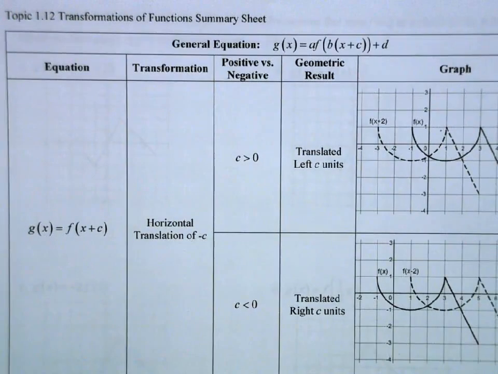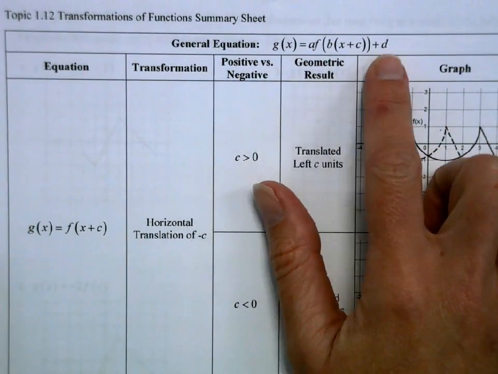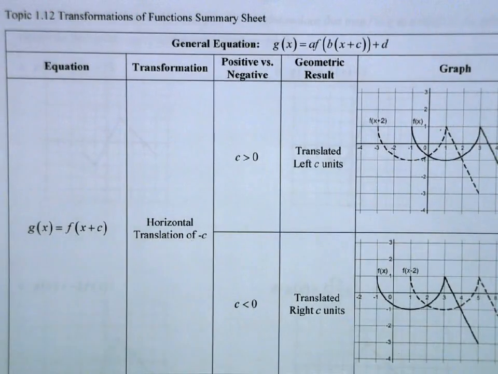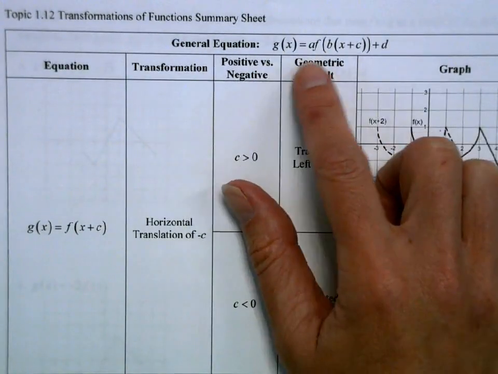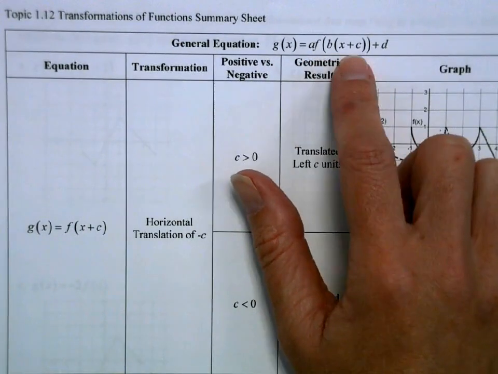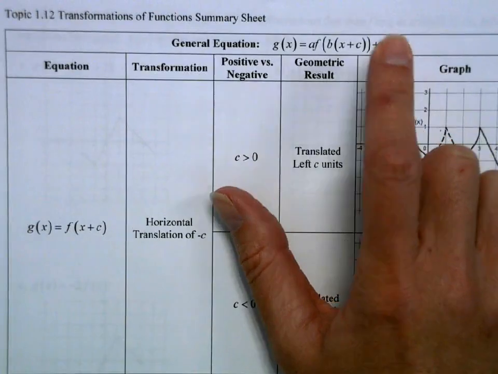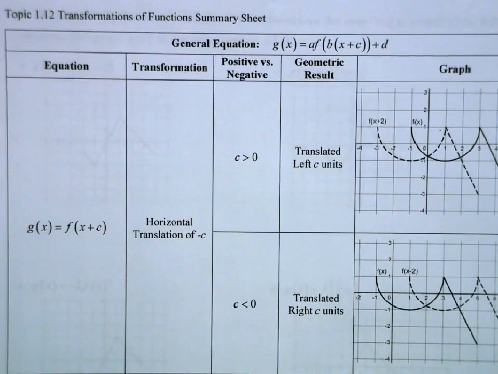Okay, so I have a document here. You can find this in the description for the different transformations. So in general, and you're going to start seeing this more and more, especially as we get towards trig functions and things like that, in general, if we have g of x equals a f of b x plus c plus d, the a, b, c, and d are going to transform our graphs.